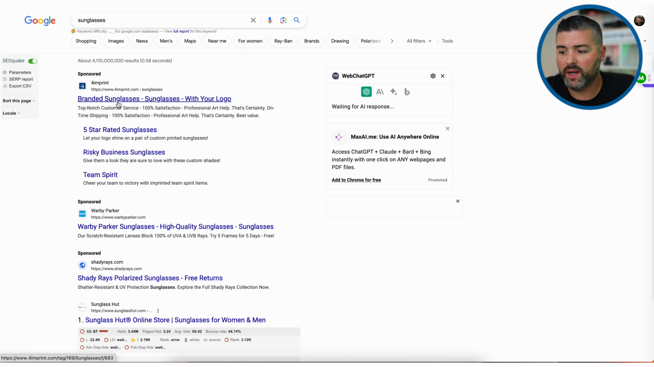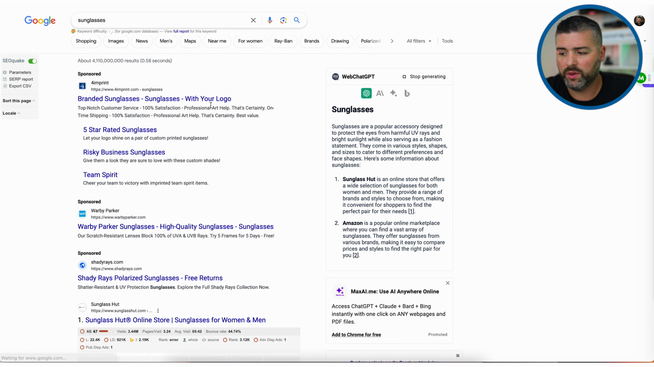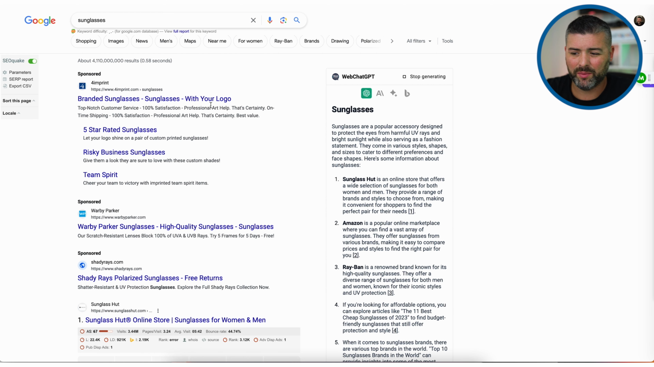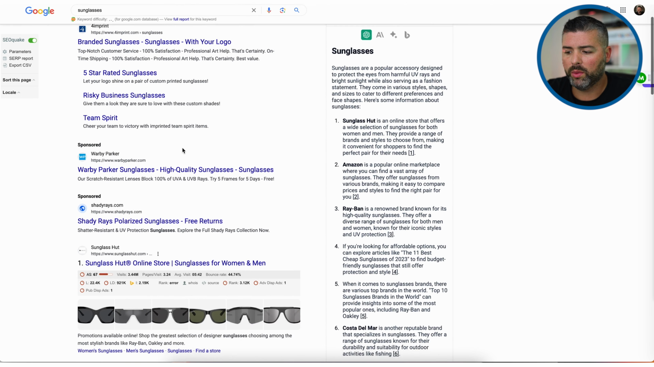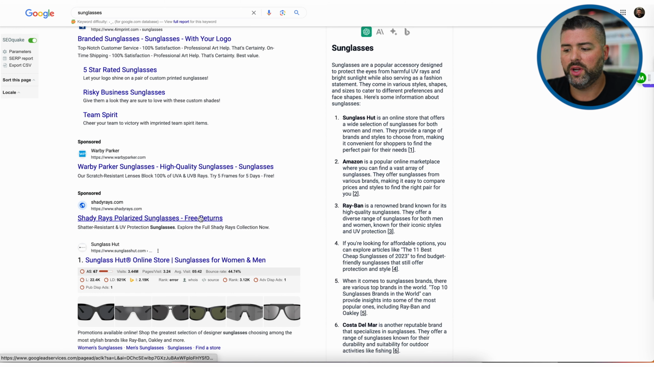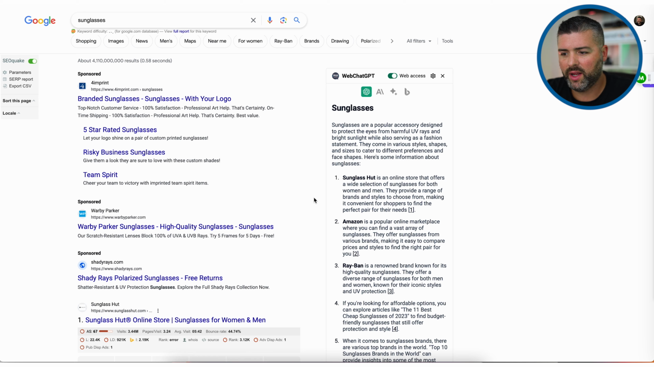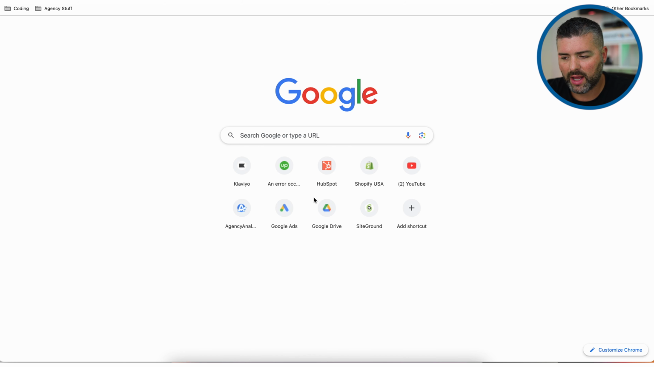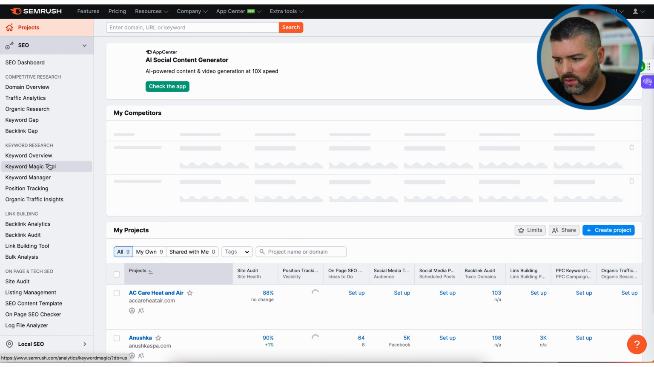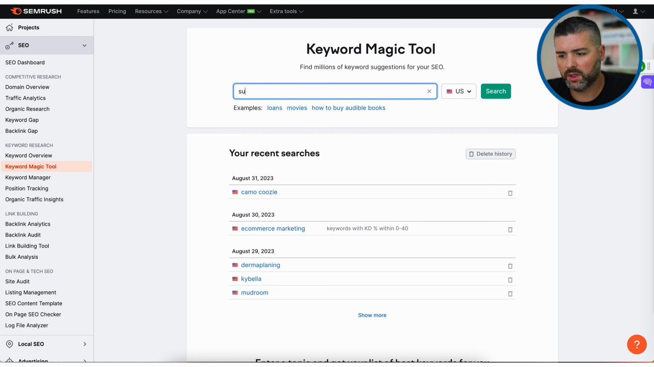Let's see what happens when we go to Google. We have branded sunglasses with your logo, which is strange because that would have been more of a B2B search. Warby Parker sunglasses, Shady Rays polarized sunglasses, super competitive. And I can prove that to you if we go into SEMrush, go to the keyword magic tool, sunglasses.